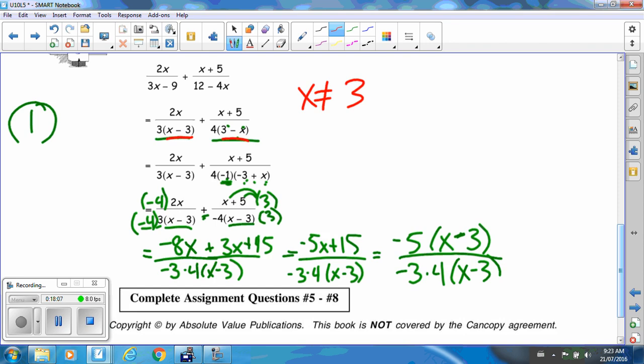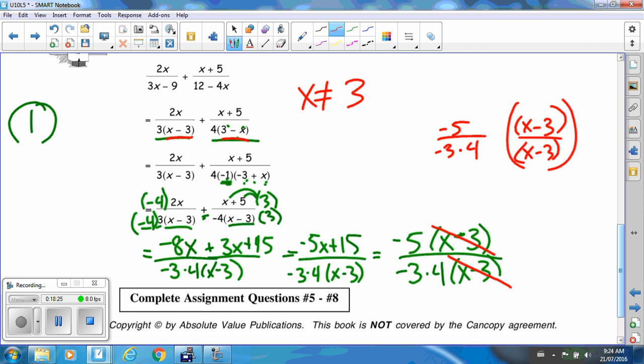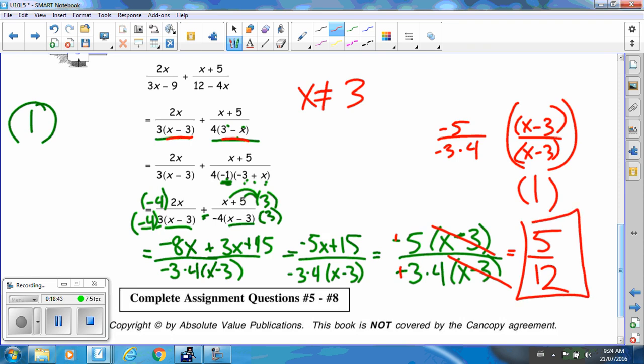But now that I've written that out, now I can cancel my like factors, right? I'm not really just canceling. I'm kind of dividing. You can think about this as x minus 3 over x minus 3. And anything which has the same numerator and denominator, this whole piece is 1. So that just simplified to 1. Anything divided by itself is 1. So we have negative 5 over negative 3 times 4, which is the negative and the negative are going to cancel each other out and become a positive 1. So it's going to be 5/12. Wow. Cool. All right.